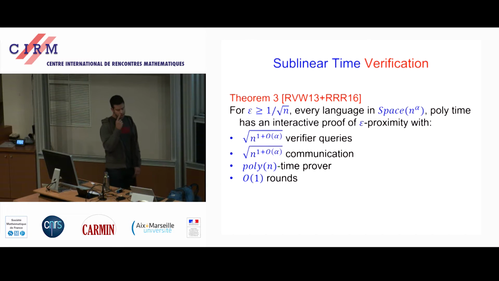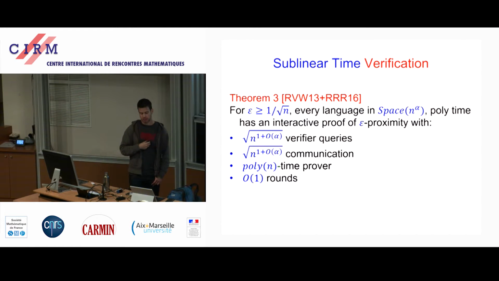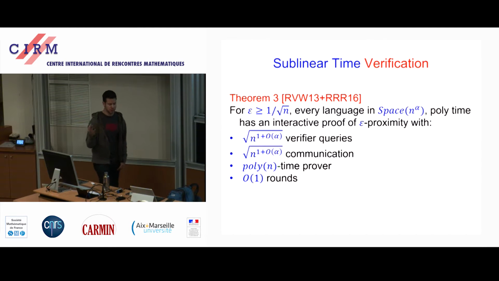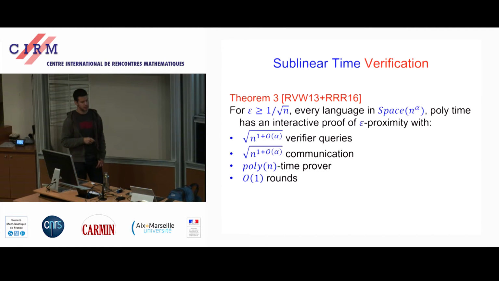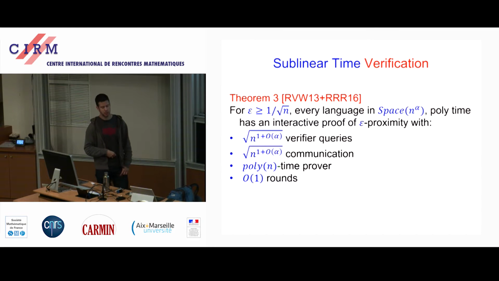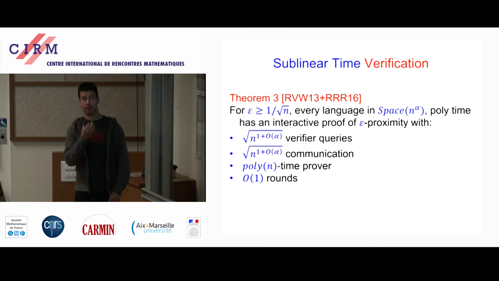And building on this, a result with Vadhan and Vigdersen, you can also plug in the new result for bounded space computations. It says that for any epsilon, so for any approximation you want, that's at least 1 over root n, if you want 1 over root n accuracy or 1 over root n distance, then every language that's computable in bounded space, as before, has an interactive proof of proximity. And now the verifier runs in essentially square root of n time.